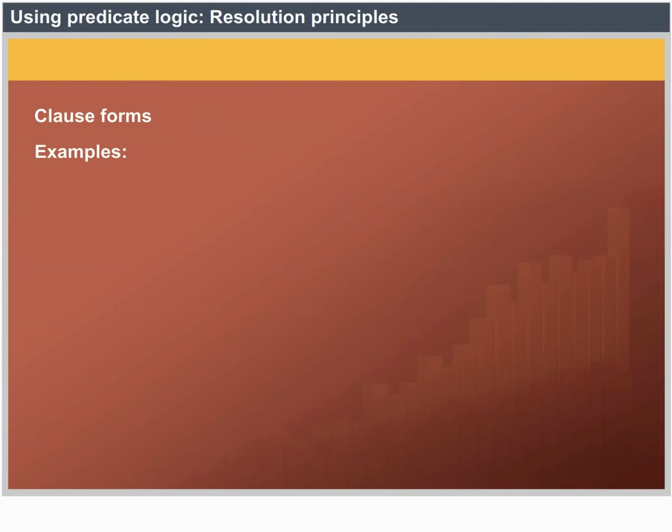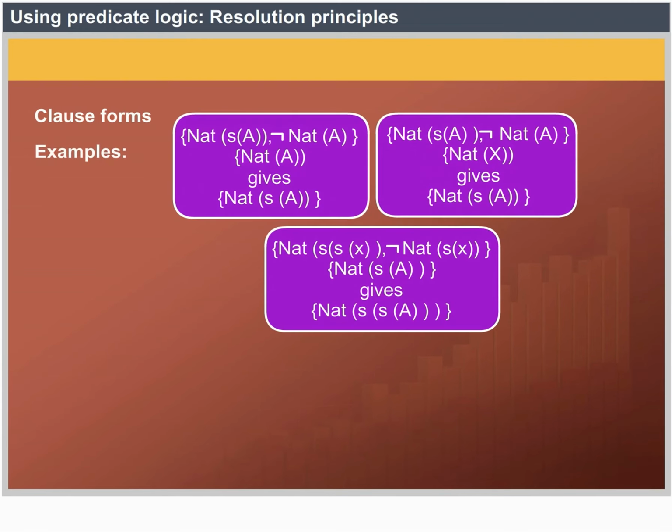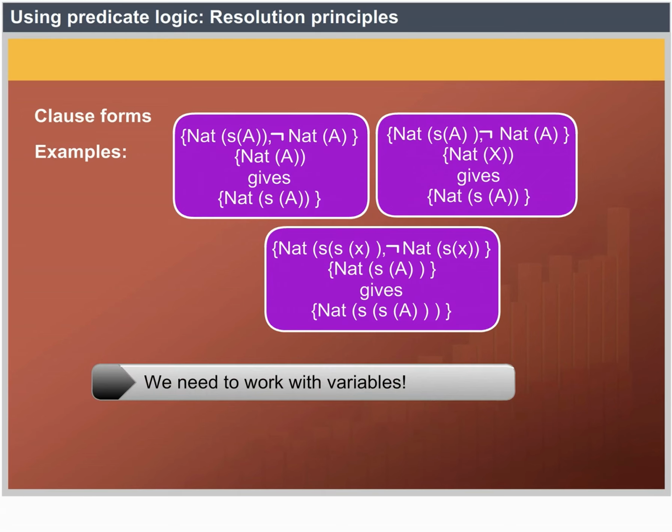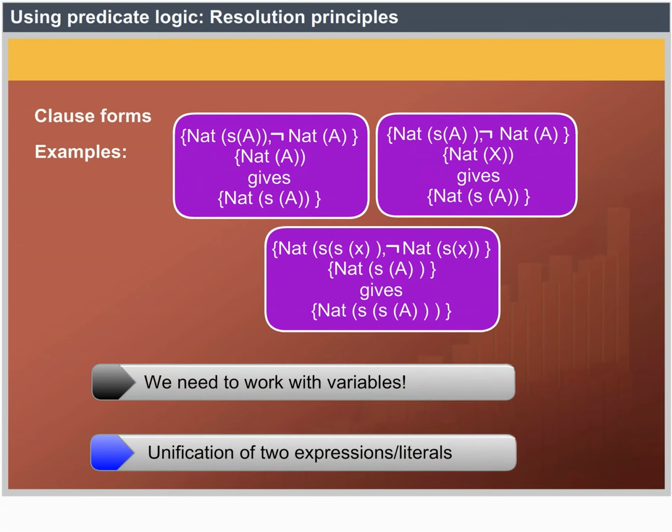Examples: nat of s of a; not nat of a, nat of s of a; not of nat of a; nat a gives nat of s of a; nat x gives nat of s of a; nat s of x, not nat of s of x; nat s of a gives nat s of a. We need to work with variables. Unification of two expressions or literals.